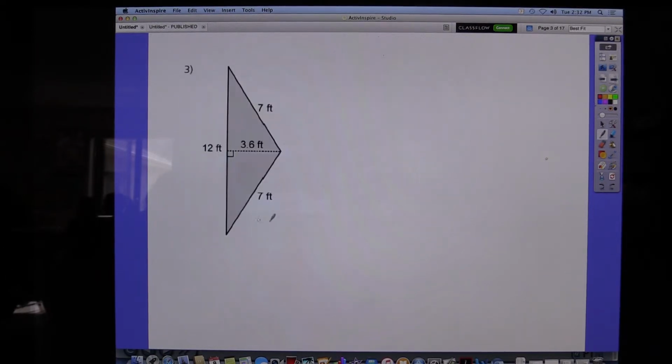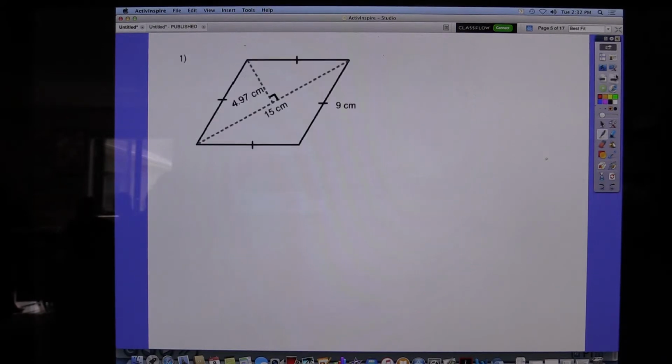Okay, here I have another triangle. I'm just going to go ahead and skip it. Another triangle. Okay, here we have a parallelogram, and because these symbols tell us all four sides are congruent, it's a rhombus. Now, what I would do here is just say, well, let's look at it this way. I have a triangle right here. Boys and girls, do you see that triangle right here?